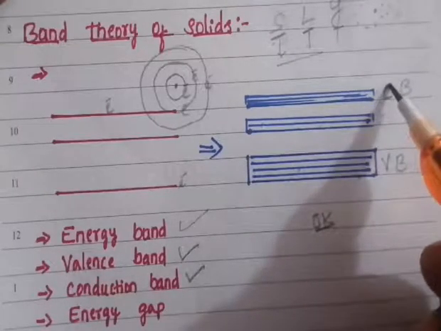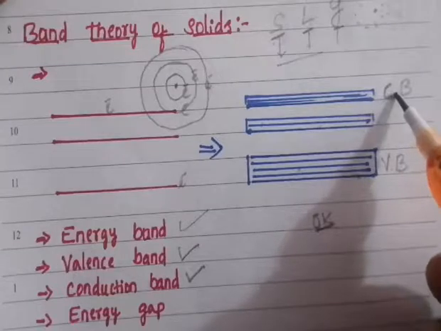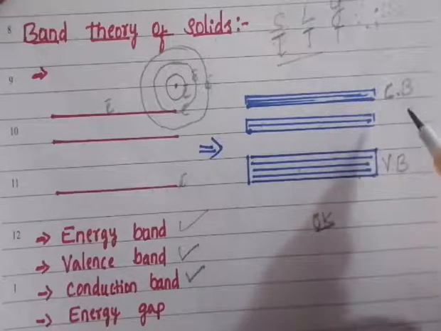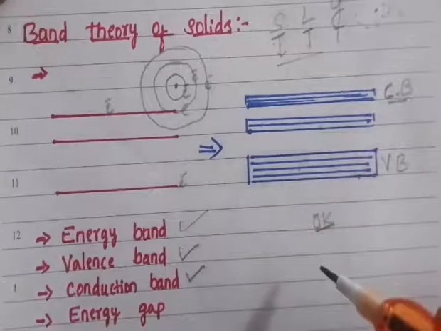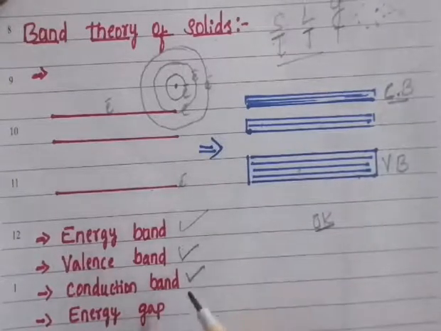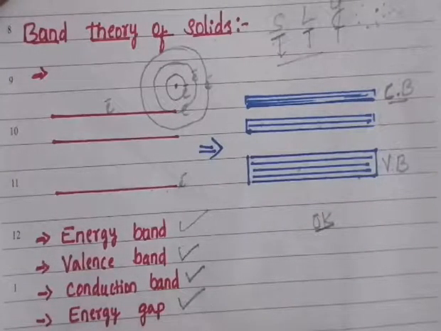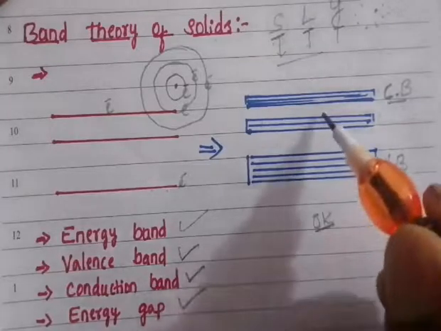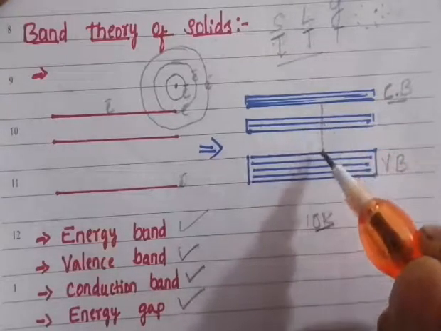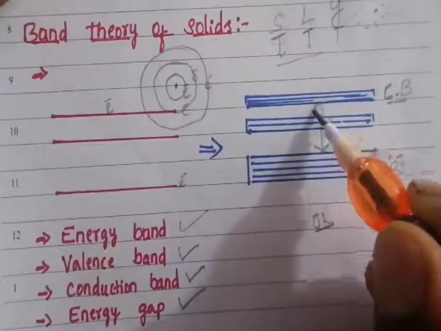Also, it is the energy band due to the conducting electrons or free electrons. So this is called the conduction band. Then what is meant by energy gap? It is the gap between the valence band and the conduction band.